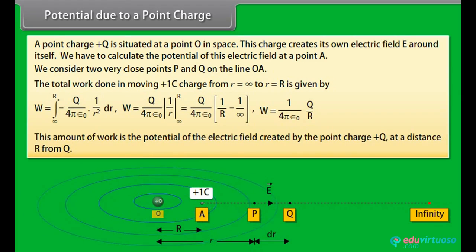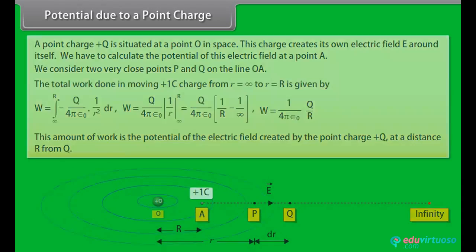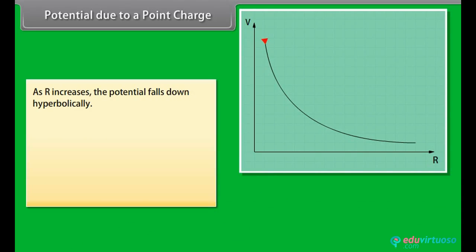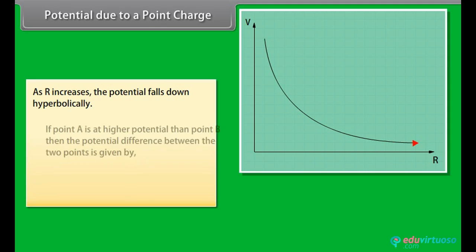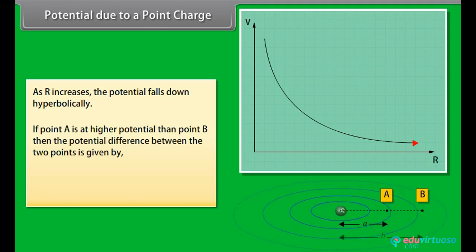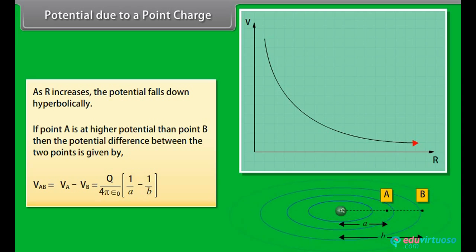This amount of work is the potential of the electric field created by the point charge plus Q at a distance r from Q. We can show in the graph that as r increases, the potential falls down hyperbolically. If point A is at higher potential than point B, then the potential difference between the 2 points is given by V_AB equals V_A minus V_B. Put the values of V_A and V_B, we get V_AB is equal to Q by 4 pi epsilon naught multiplied by 1 upon a minus 1 upon b.